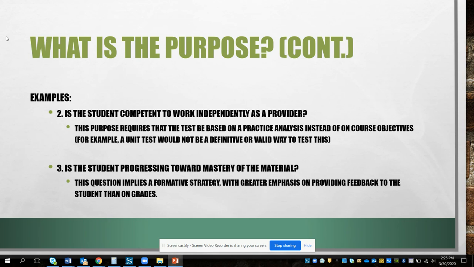And then example number 3 is, is the student progressing toward mastery of the material? And this is formative, which means it's low stakes. Okay, so we're doing a skills evaluation. We're checking to see, is the student competent with this? There's nothing weighing on it. They're not going to not get into clinicals or get kicked out of the program if they get this one skill wrong. And the greater emphasis here is on providing feedback to the student. So this isn't necessarily just about pass or fail. It's about evaluating how they are performing these skills and how you can help them develop them further. How can you help them master them more?